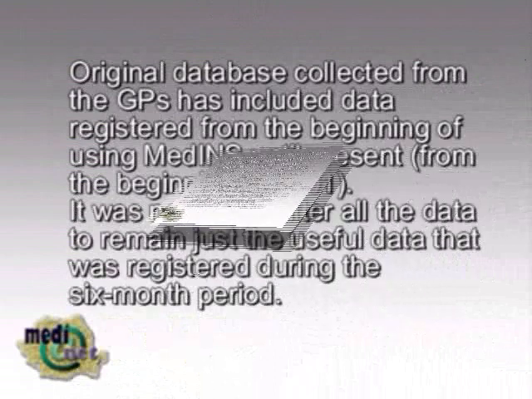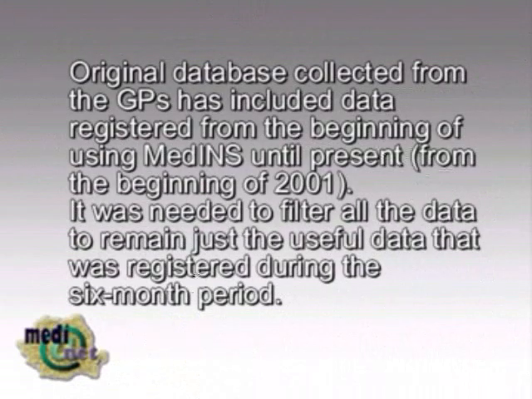Original database collected from general practitioners has included data registered from the beginning of using Medins until present, from the beginning of 2001. It was needed to filter all the data to remain just the useful data that was registered during this 6 months period.